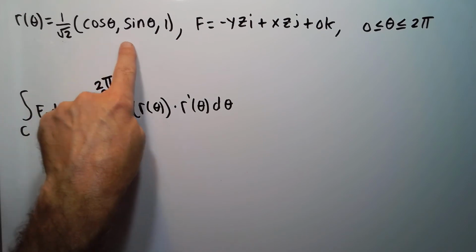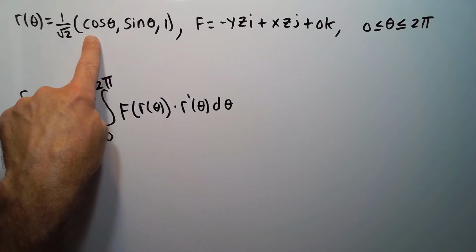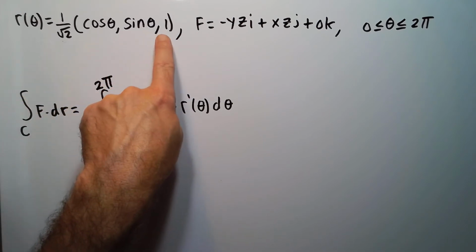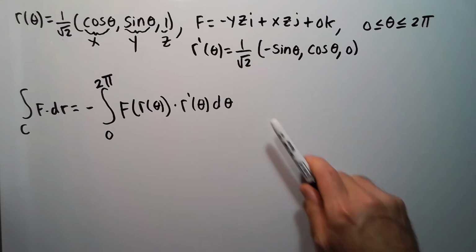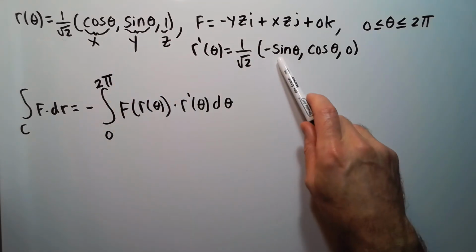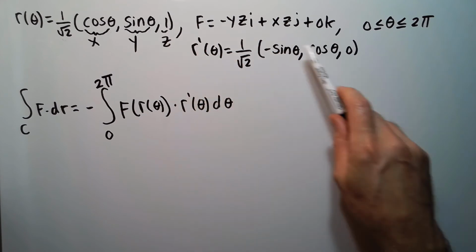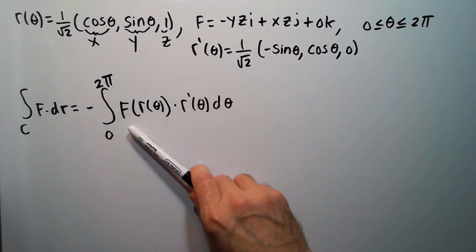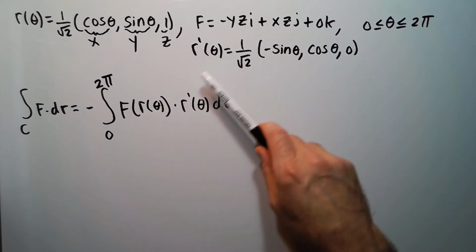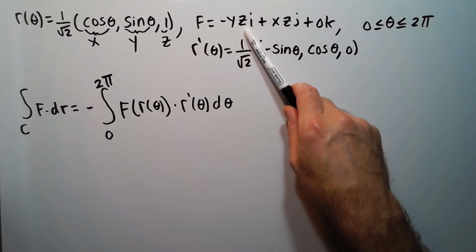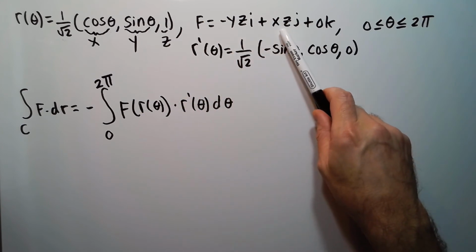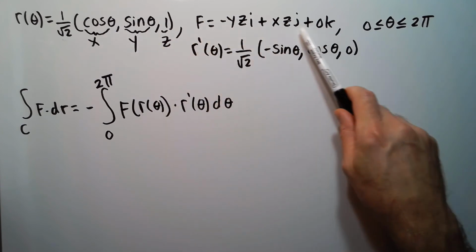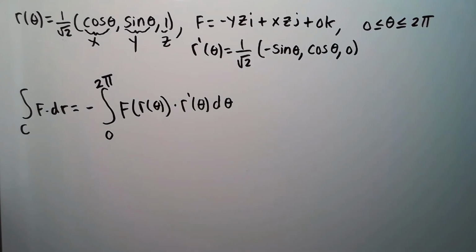It'll be the derivative of this guy. The derivative of cosine is minus sine, the derivative of sine is cosine, the derivative of 1 is 0, so let me write it here. Okay, so I've got my r prime here. Now I have to take f composed with my r of theta. Here's my f, it's negative y, z, x, but y is now going to be sine of theta, z is going to be 1, x is going to be cosine theta, so it's going to plug into this and dot with this. So let me do that.